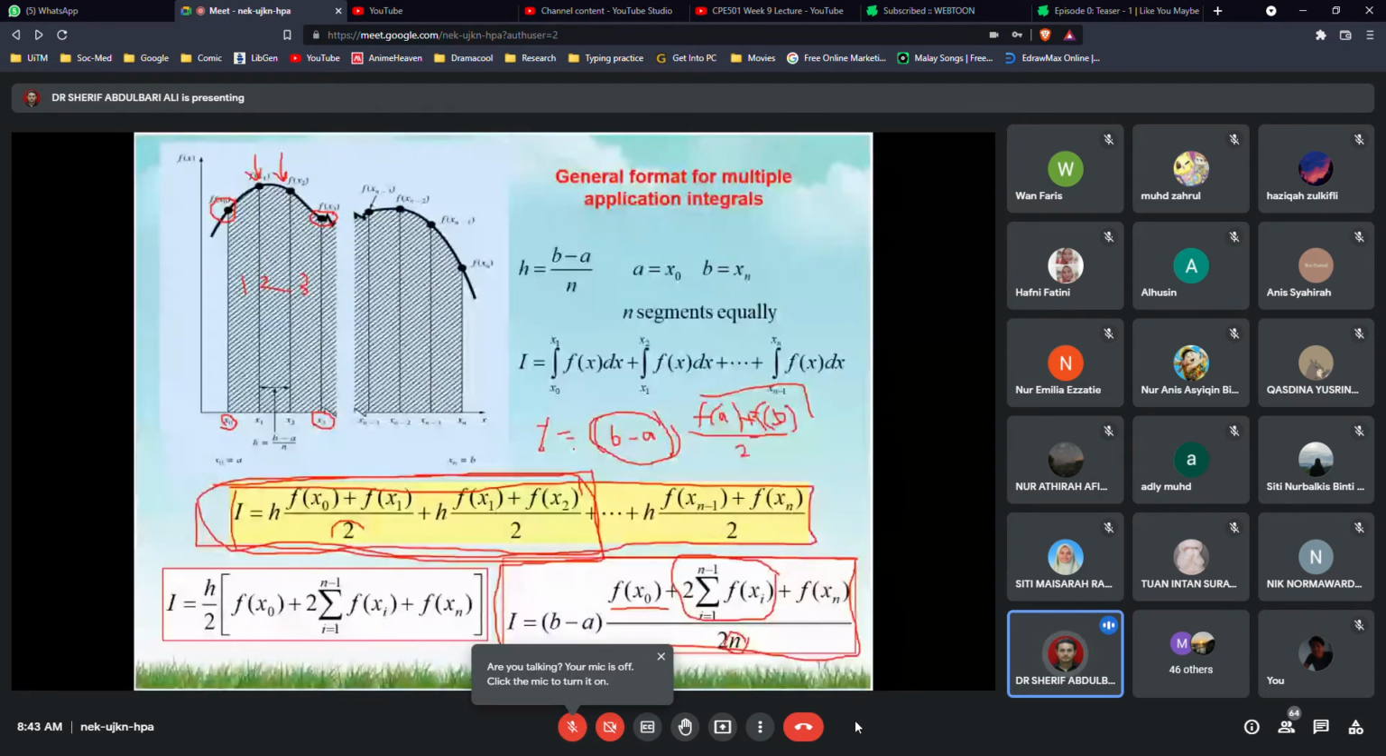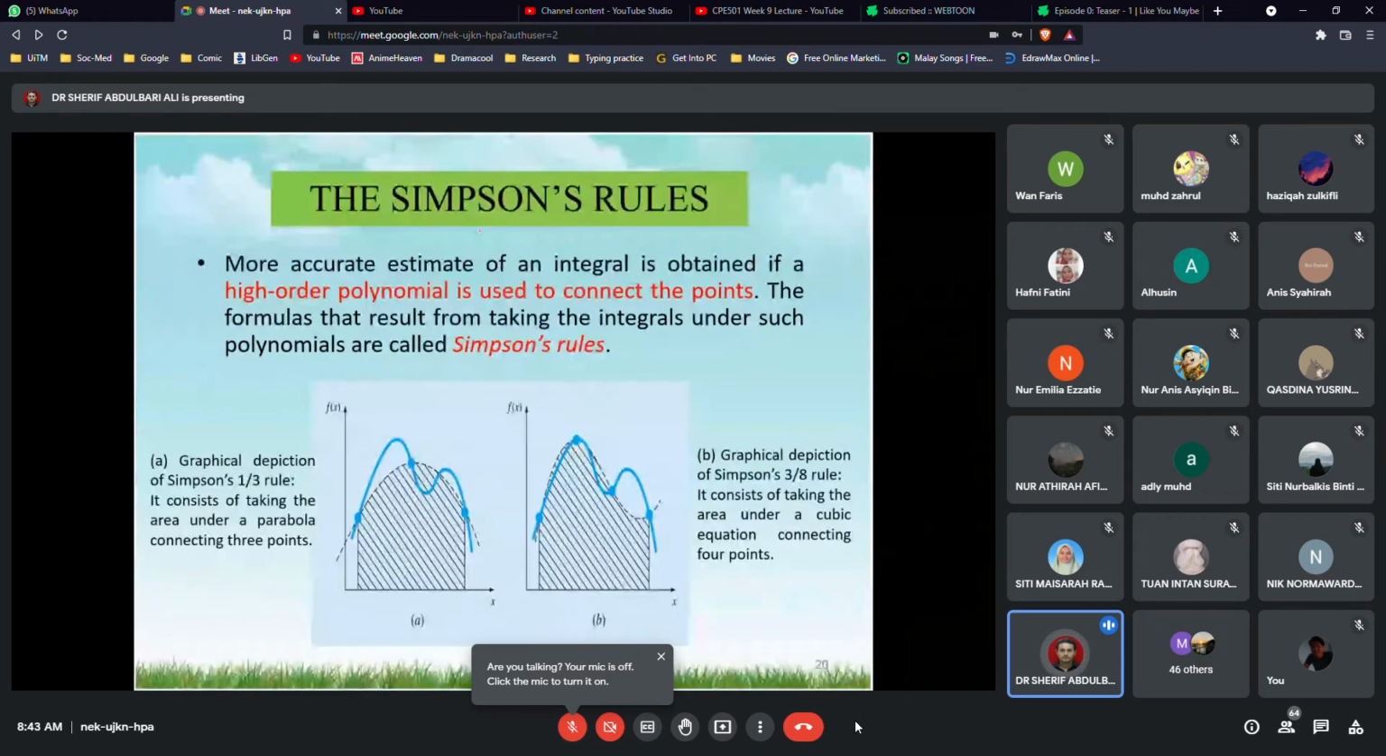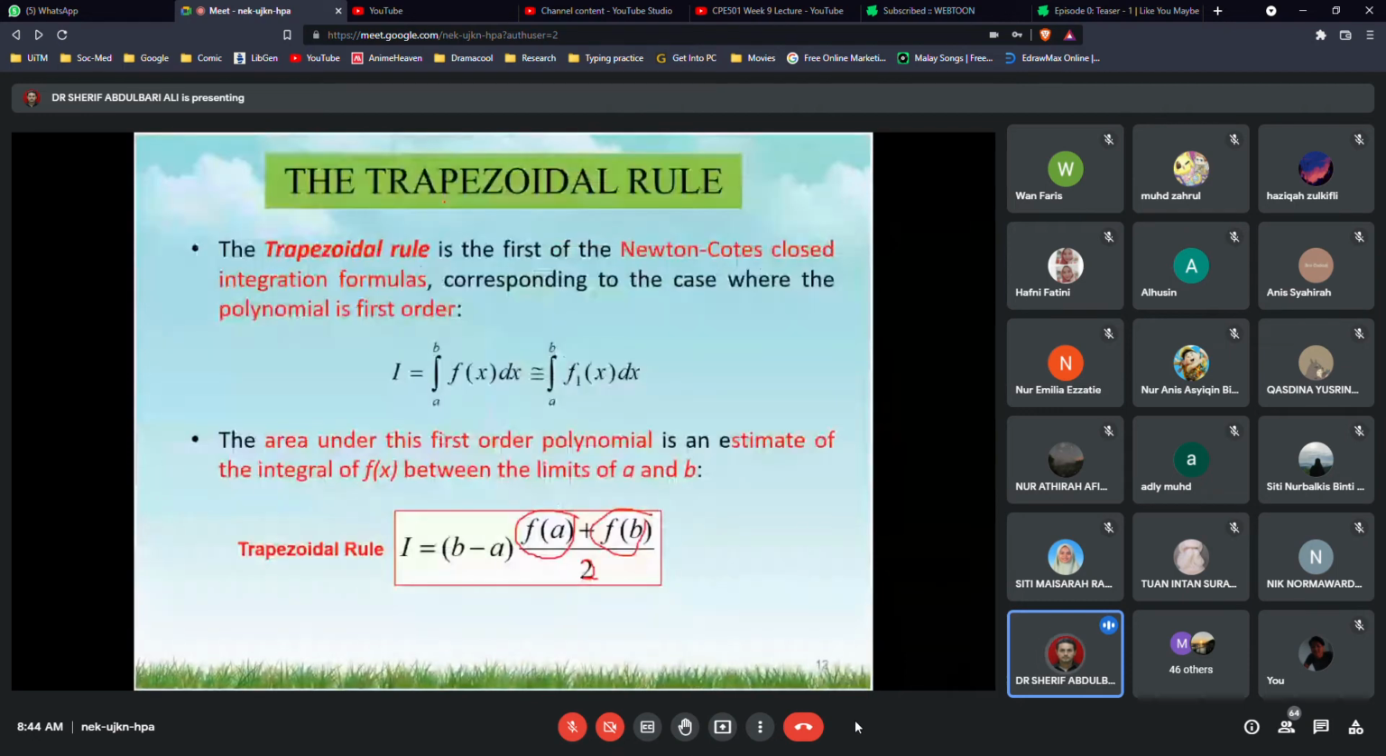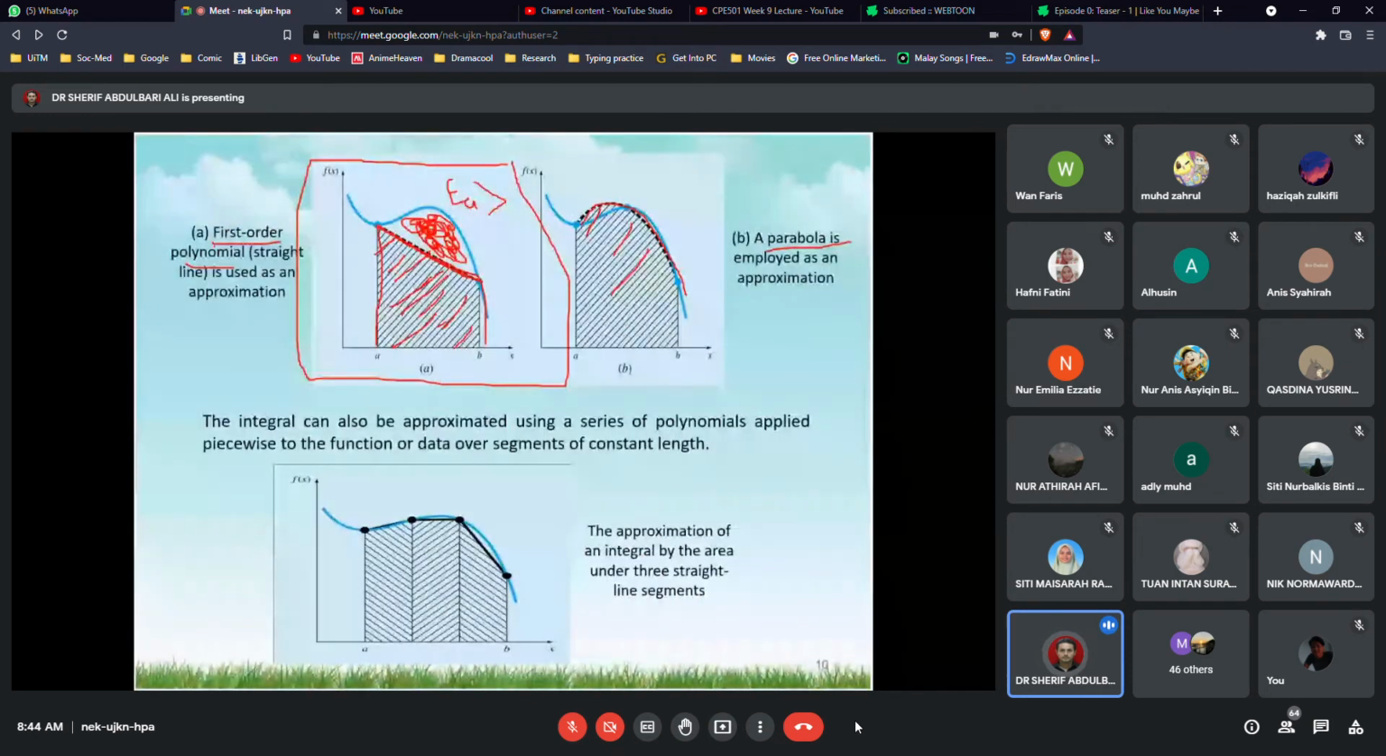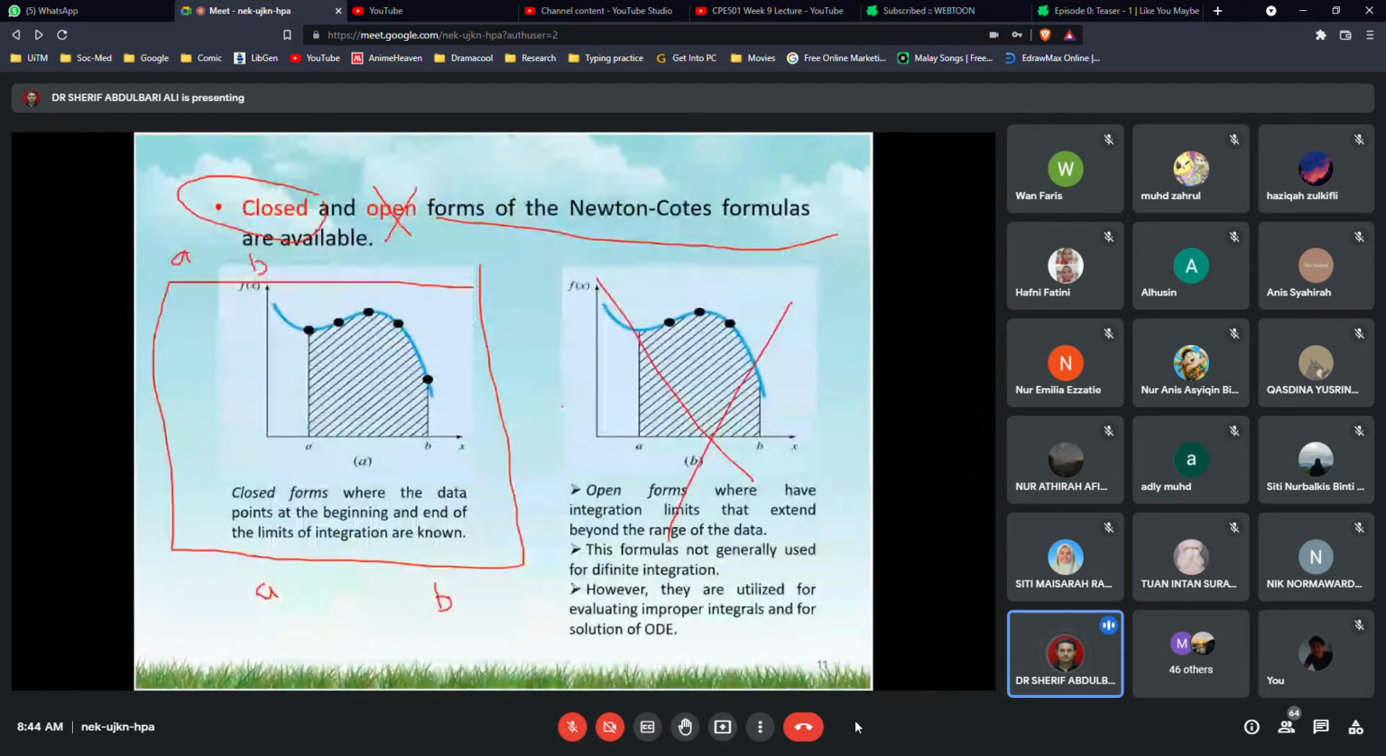The last method for today is the Simpson rules, which give more accurate estimates. Remember my first slide about integration: if you use a first order polynomial, which is the trapezoidal rule, it gives you a straight line, and the error is going to be really huge. But if you use a parabola, which gives you a curve, it is going to be more accurate than a first order polynomial. The parabola represents the Simpson rule.